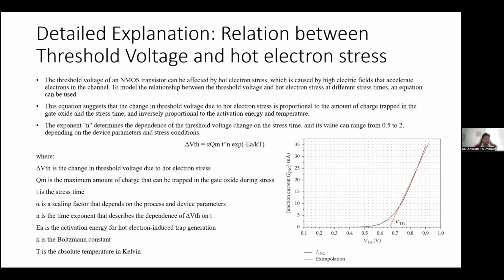And this relationship is represented by an equation. This equation suggests that the change in threshold voltage due to hot electron stress is proportional to the amount of charge trapped in the gate oxide, and it is inversely proportional to the temperature. As you can see from the slide, this equation for the change in threshold voltage is given, and from this equation we can see that the threshold voltage change is directly proportional to Q, which is the amount of charge that is trapped in the gate oxide, and is inversely proportional to the temperature.